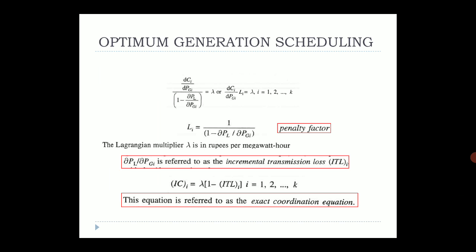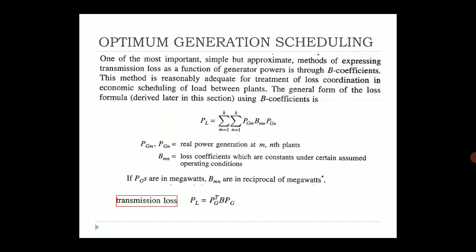So this equation is called the exact coordination equation. Previously it was only the coordination equation without the transmission loss. Now we include the transmission loss with the incremental transmission loss, ITL. It is called the exact coordination equation.